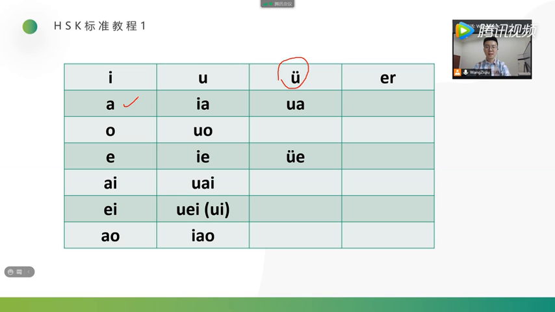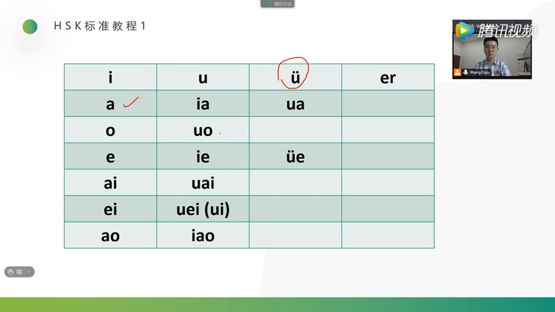This one. A, ya, wa, o. Be careful, it's not English O, it's o. Don't move the position of your tongue and the shape of your lips. O.